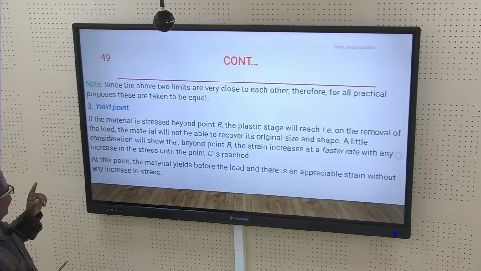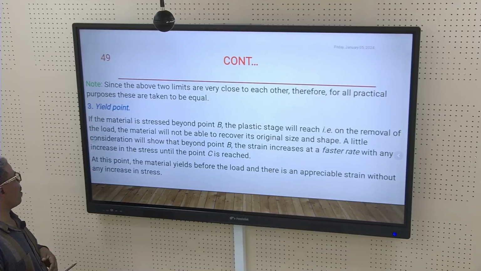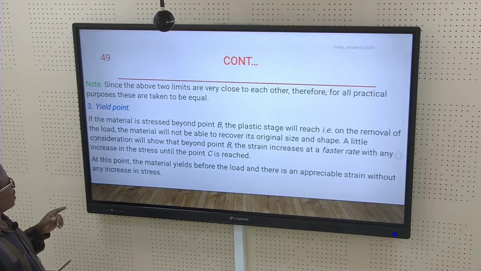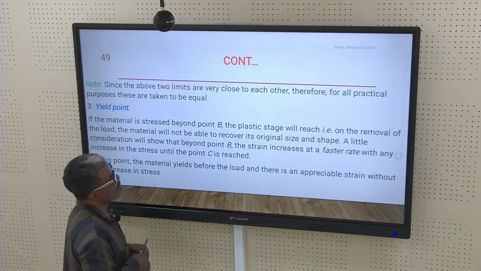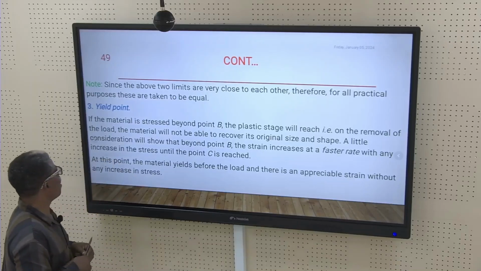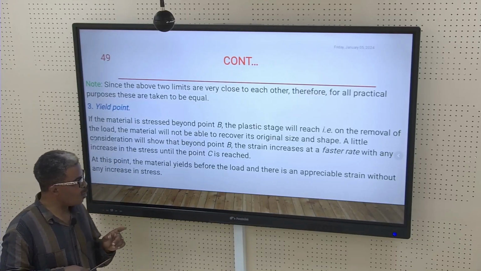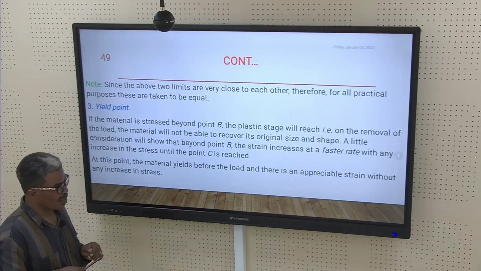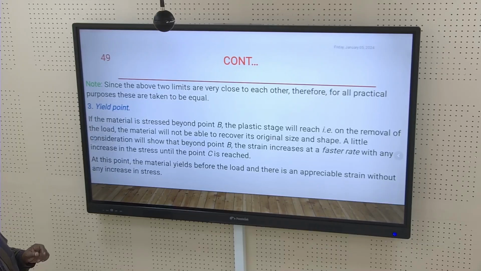So point 3 is termed as the yield point. If the material is stressed beyond point B, the plastic stage will be reached. That is, on the removal of the load, the material will not be able to recover its original size and shape, which is different from elastic, the point B. Now we are focusing from point B towards point C, where the material on removal of the applied force cannot return to its original shape and size, so it's termed as plasticity.